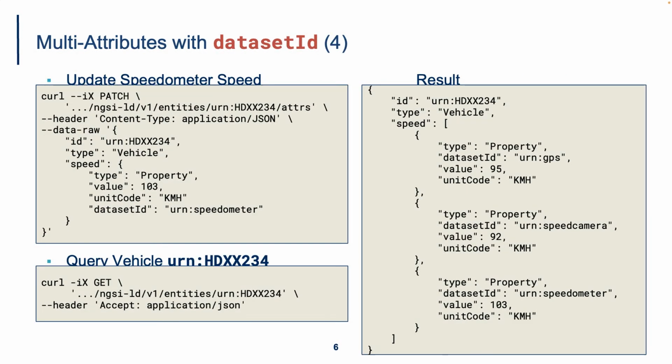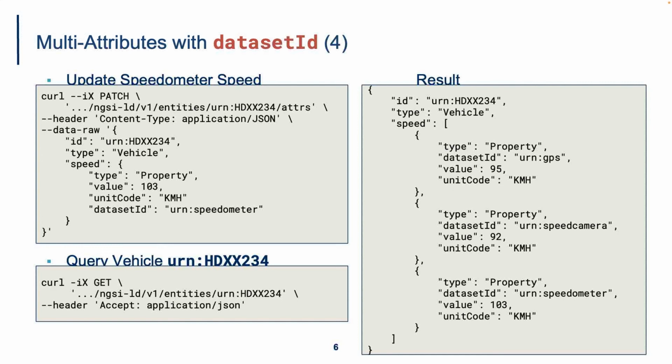Obviously, if you wish to update a single value, you can do that as well, provided you place the dataset ID. But when you do the query, instead of getting a single attribute back, you'll get an array. So you can see that speed here has got an array of values, and in this case they've all got the same unit code, which is rather useful, which means that you could work out what the information is for each one. Each one of these speed values could indeed have properties of properties, which would be specific to that particular reading.